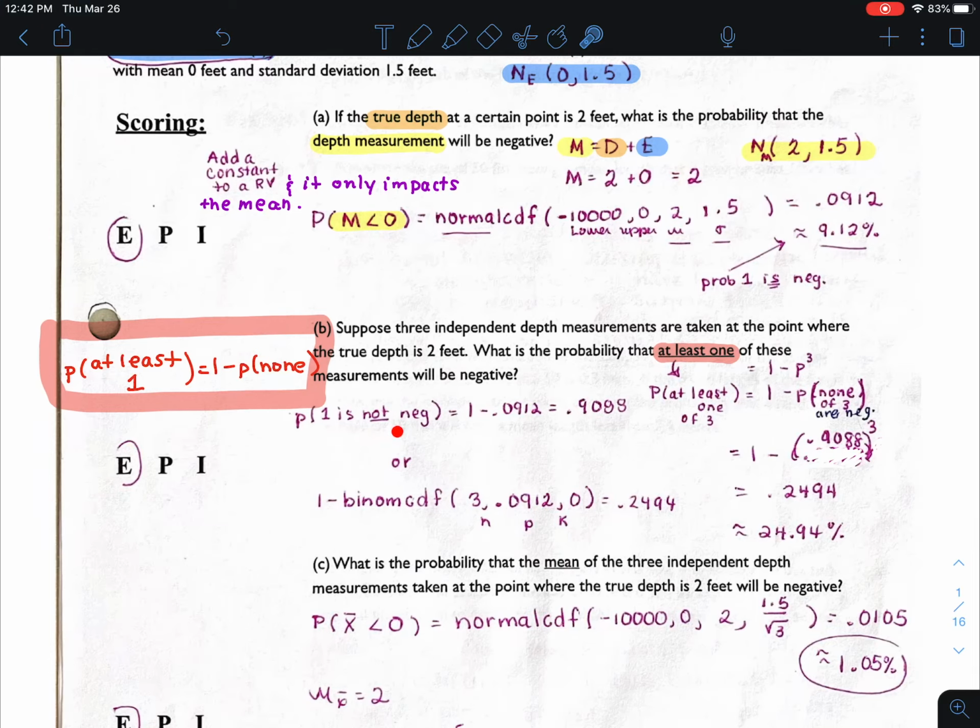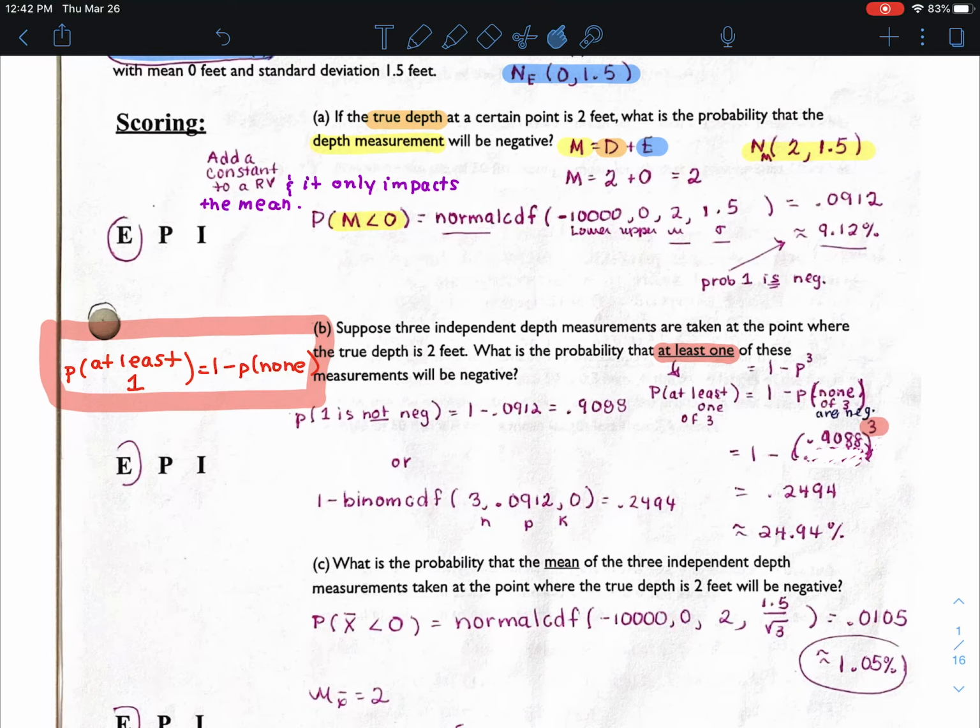But I'm taking 3 measurements. So you'll notice when I filled this in here, I have to put in the exponent, I have to cube that. Okay, and then I just type that into the calculator and I get roughly 24.94%. Could also have done this using the binomial CDF. Okay, now here's where you have to be really, really careful.